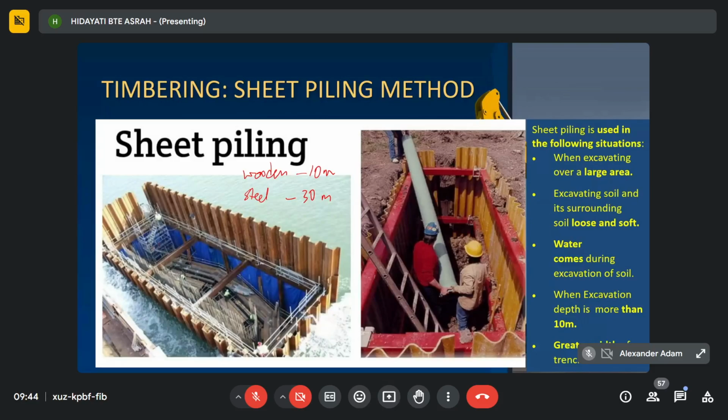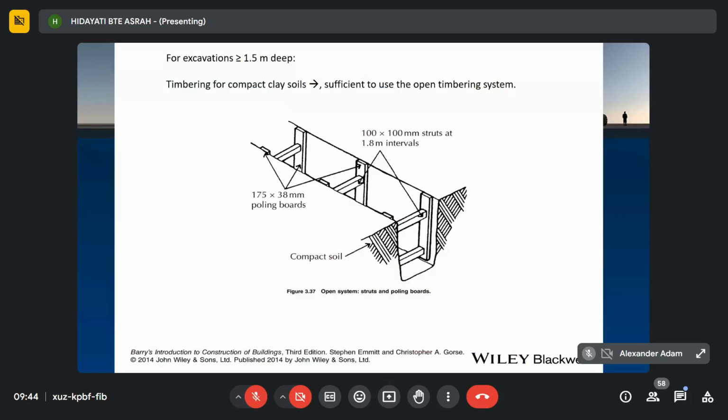Okay, but these are some information to help you to do selection of timbering when you excavate the trenches. For this one, extra information. So excavation which is more than 1.5 meter deep, if it is more than 1.5 meter deep and it is in compact clay soil. So compact meaning that the soil is strong.